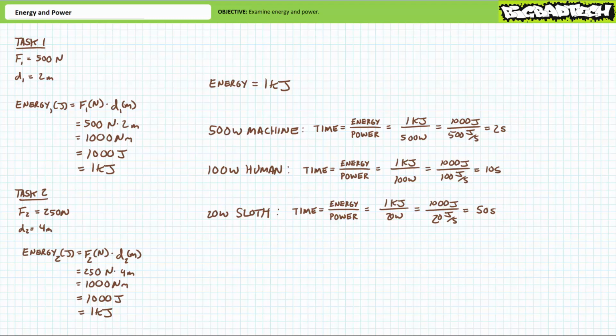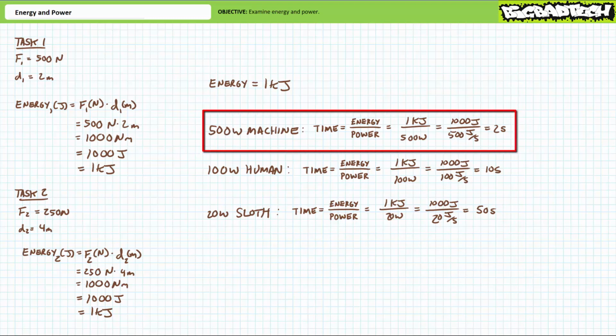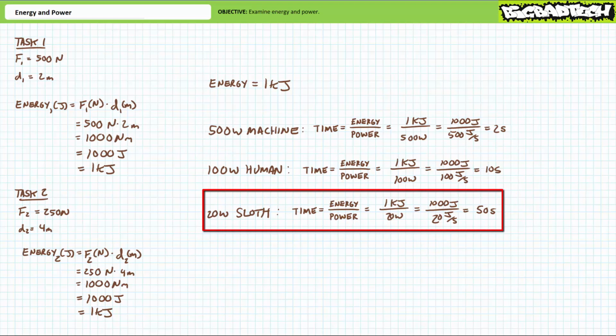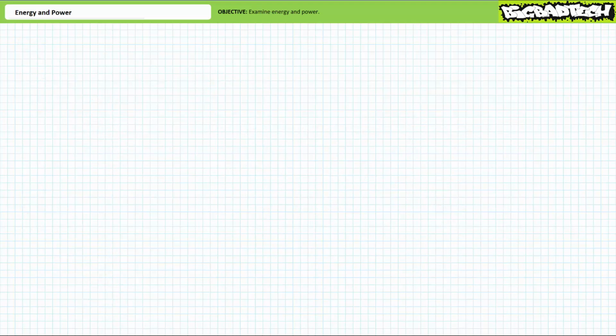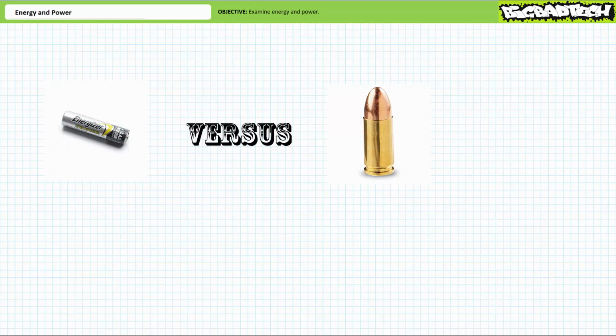Compare and contrast these results. A more powerful device accomplished the same task in less time. A less powerful device accomplished the same task in more time. It makes sense. In keeping with this observation, consider the energy of a AAA battery and a 9mm bullet. Which do you think has more energy?